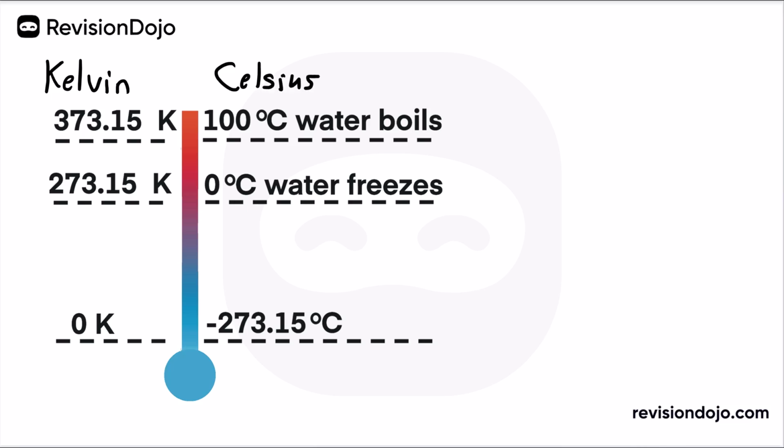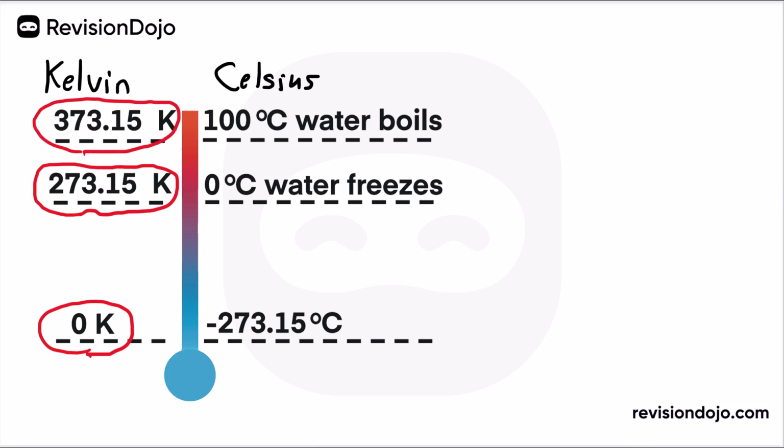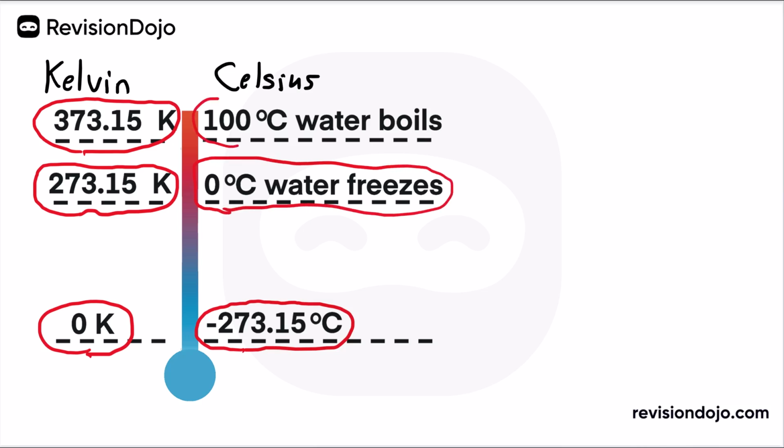The Kelvin scale is an absolute temperature scale, which means it has the lowest value of 0 Kelvin. Ice melts at 273.15 Kelvin and water boils at 373.15 Kelvin. If we compare this to the Celsius scale, we can see that absolute zero on the Celsius scale is minus 273.15 degrees C, and water freezes at 0 degrees C, and then water boils at 100 degrees C.